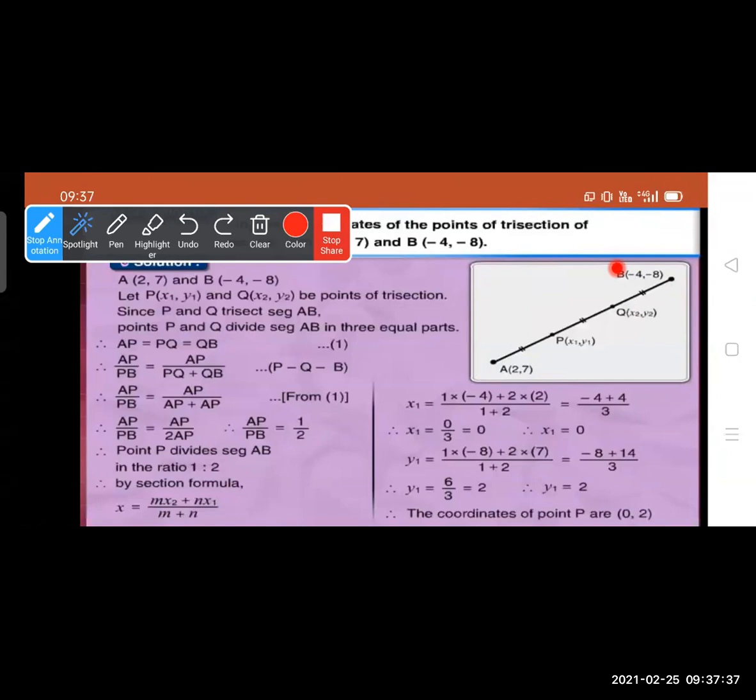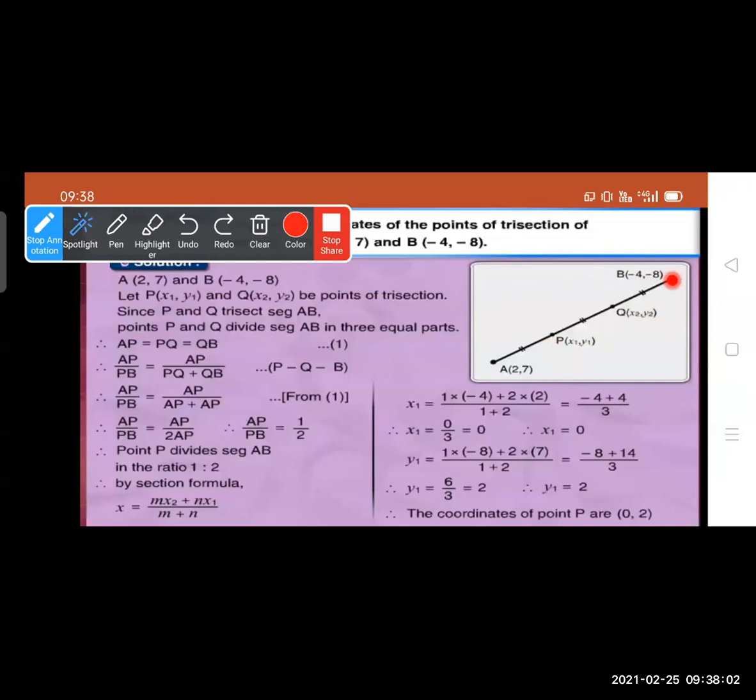Okay, less than 1. So here we write AP is equal to PQ is equal to QB. These three are of equal length. So first we find AP by PB. So AP by PB is equal to AP by PQ plus QB, and since these points are collinear, we write PQ plus QB.